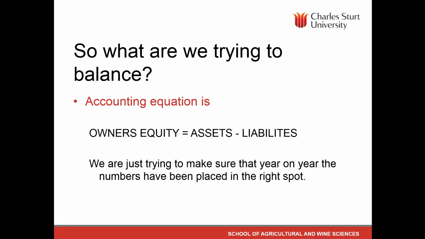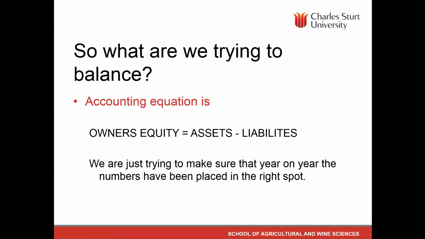So what are we trying to balance? We know that the accounting equation is owner's equity equals assets minus liabilities. So what the owner actually owns, their net assets as it's also called, is the sum total of everything they own minus what they owe to somebody else. It's like the exit figure. If you were to sell up and go somewhere else, what would you have left over in cash? So what we're trying to do when we balance is to make sure that year on year all of the numbers have been placed in the right spot.